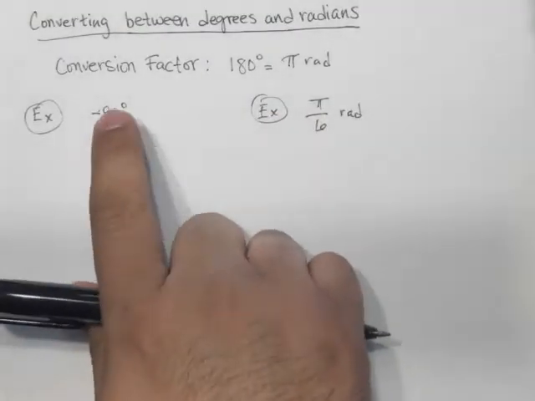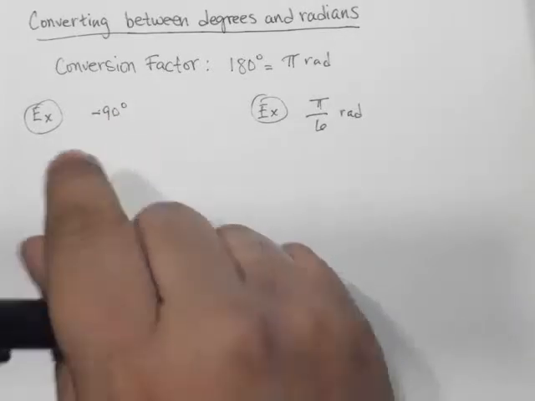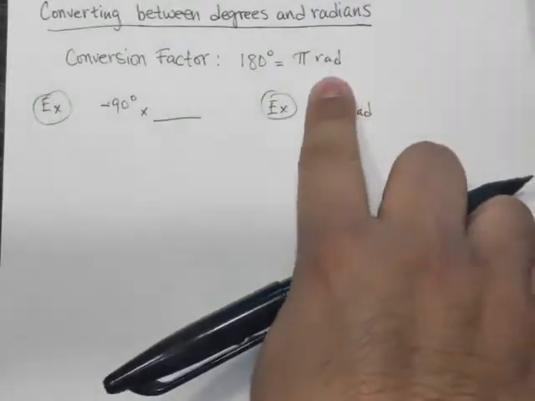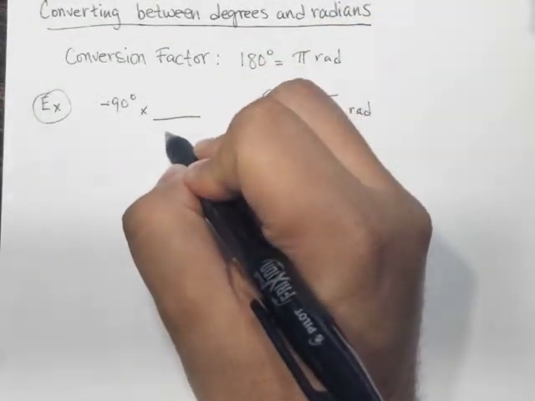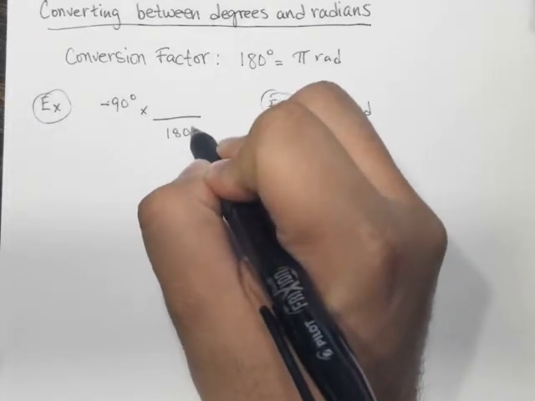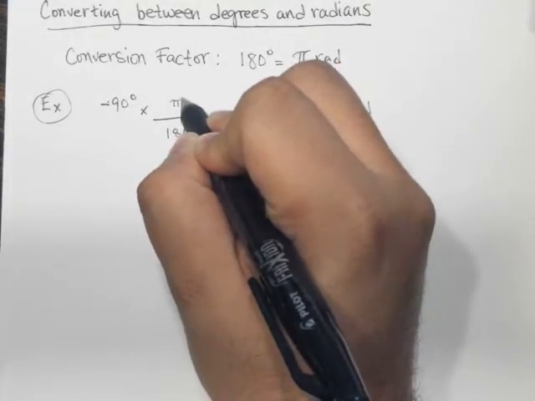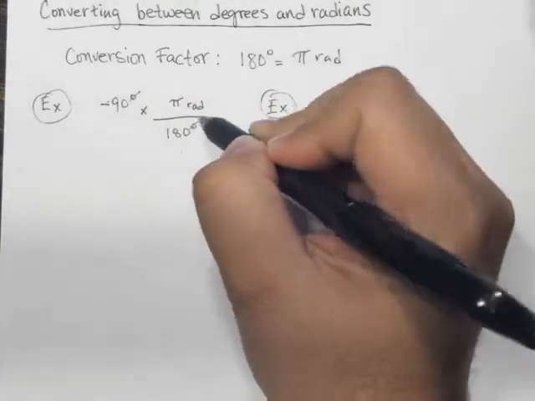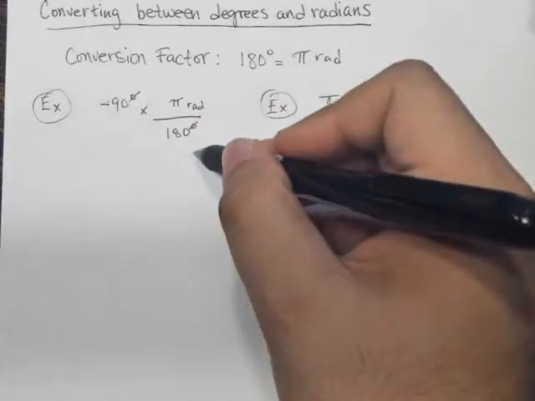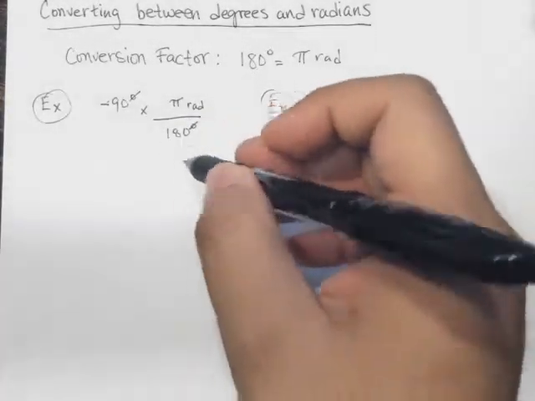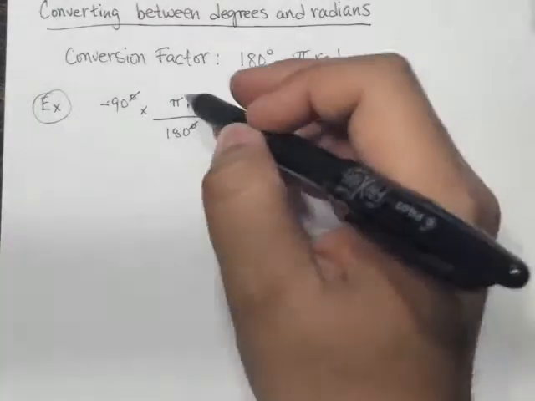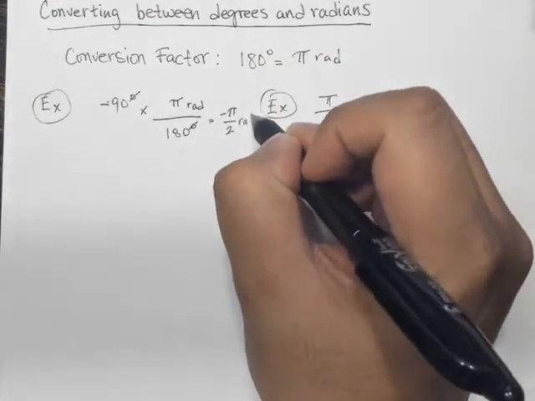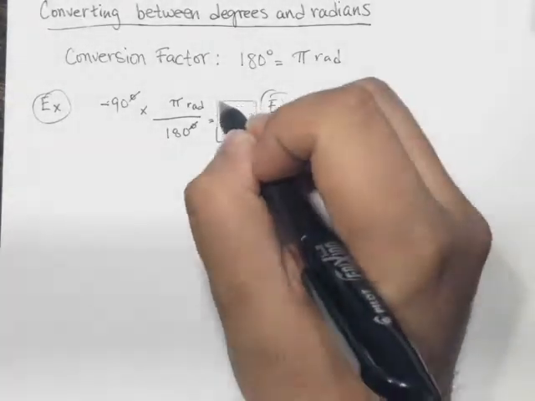So let's see, we have negative 90 degrees, and we want to get rid of the degrees. So using the conversion factor, I'm going to divide out the degrees. So divide by 180 and then multiply by pi radians. In this case, the degrees are gone. You're left with negative 90 over 180, which is negative half. And then that negative half times pi leaves us with negative pi over 2 radians. So that's what we're dealing with there.